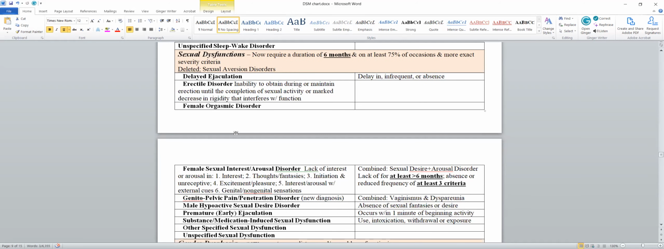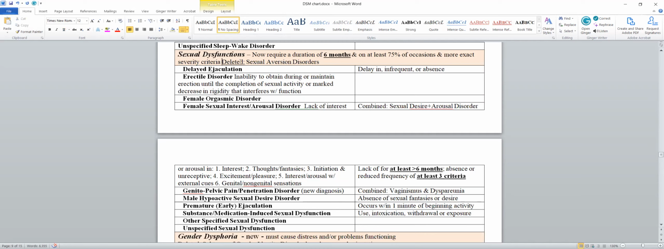Next main category is sexual dysfunctions. Now require duration of 6 months and on at least 75% of occasions and more exact severity criteria. What was deleted were sexual aversion disorders. We'll just jump right into the subcategories of sexual dysfunction.